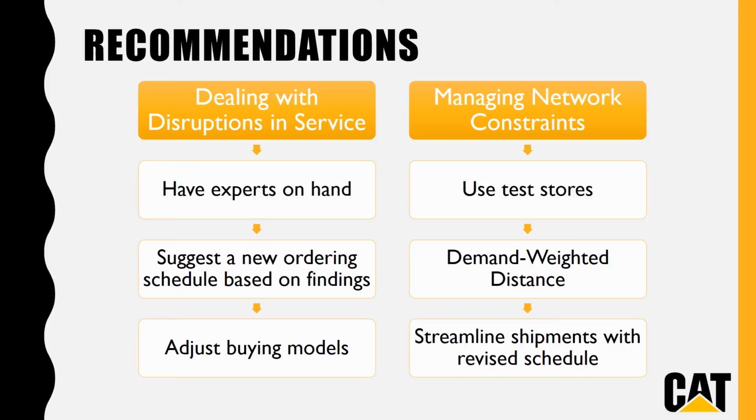This will help the dealers adjust buying models to fit the new modes. To manage network constraints when a large number of parts change these modes, we suggest using a test store as a way to forecast any large change in delivery. This may reveal a need to purchase more vehicles or to outsource some logistics. Another option would be to use demand-weighted distance to find the optimal routes between locations. Finally, we would recommend streamlining inbound and outbound shipments through a revised shipment schedule to fit the constraints and changes of the model.